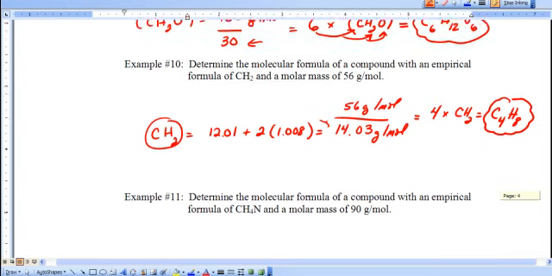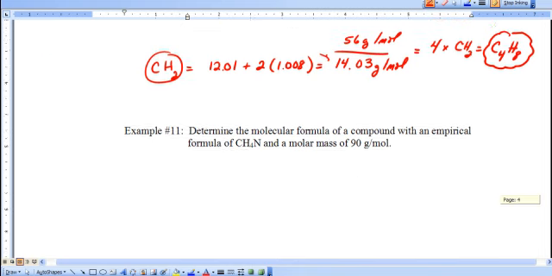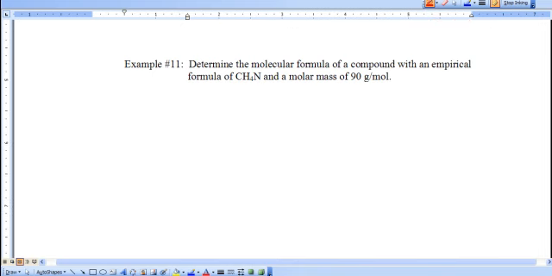And so wrapping this up, again, if you want to try it on your own before we give you the answer here, feel free. The question says, determine the molecular formula of a compound with an empirical formula of CH4N and a molar mass of 90. So you take your CH4N, the mass of that will be 12.01 plus 4 times the 1.008 plus the 14.01 for the nitrogen. And so 14 and 12 is going to be 26. 26 plus 4 is approximately 30. It's going to be 30 and some change.